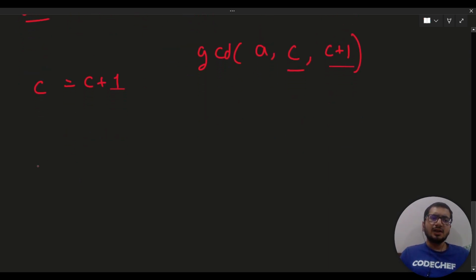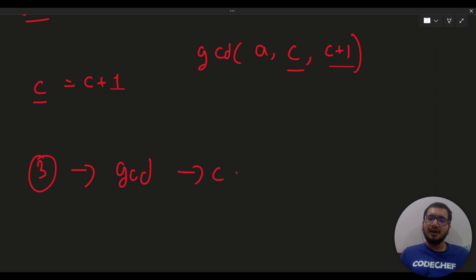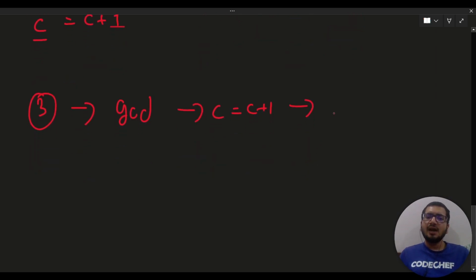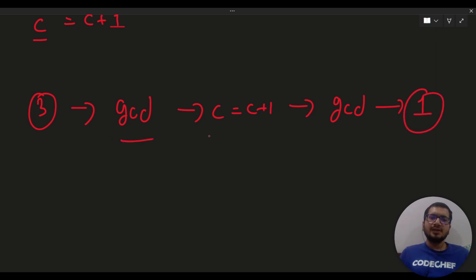So in just 3 operations, it is possible to always convert these numbers to 1. That is, first we will perform the GCD. That is not enough, right? We increment the value of C, then we again perform GCD. When we first perform the GCD, there can be some other value. Then we increment the value of C to C plus 1. And now that we perform GCD again, we are sure that both the values have already become 1. So in these 3 steps, we can always make A and B equal.